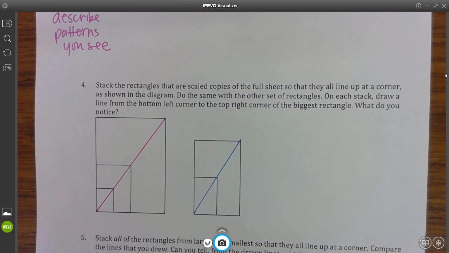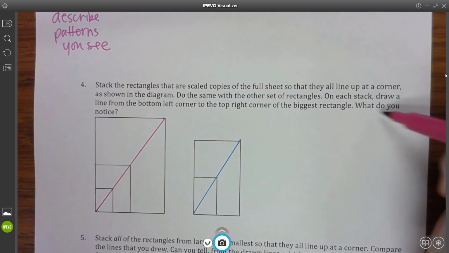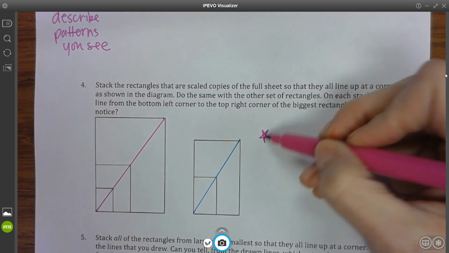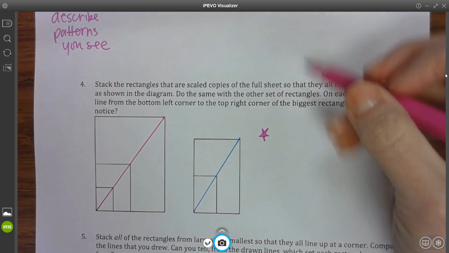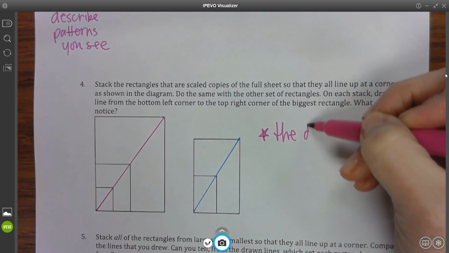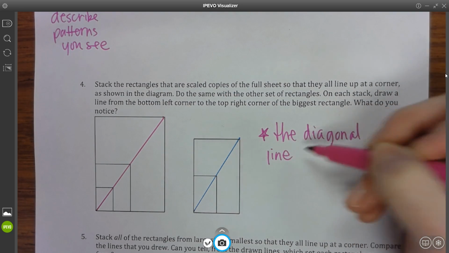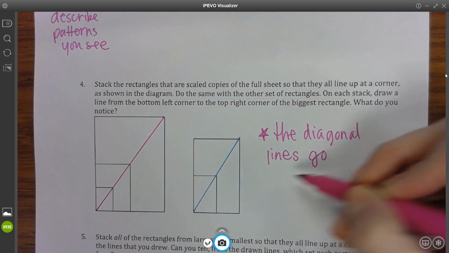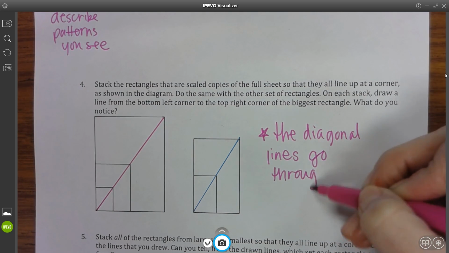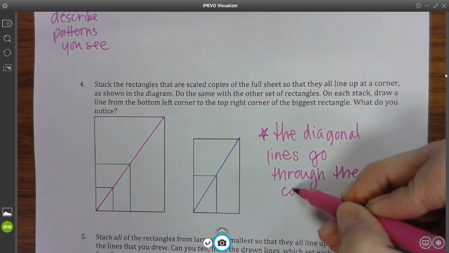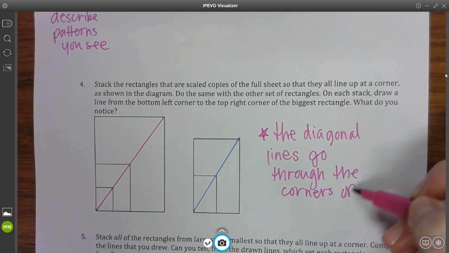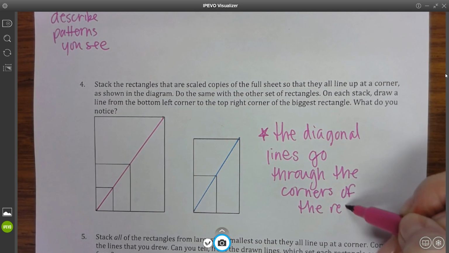It says, on each stack, draw a line from the bottom left corner to the top right of the biggest rectangle. What do you notice? So you can write what you notice, but this, again, is something we talked about yesterday. So I would notice that the diagonal lines go through the corners of the rectangles.